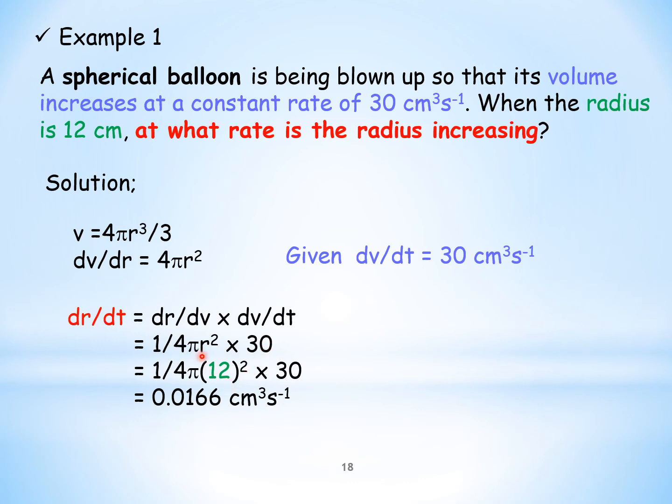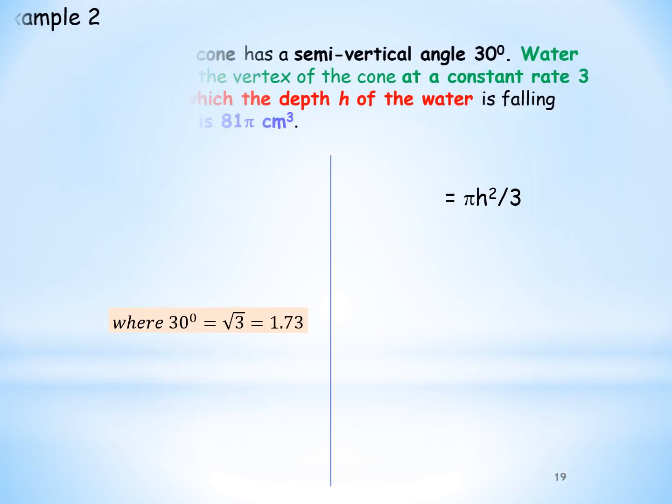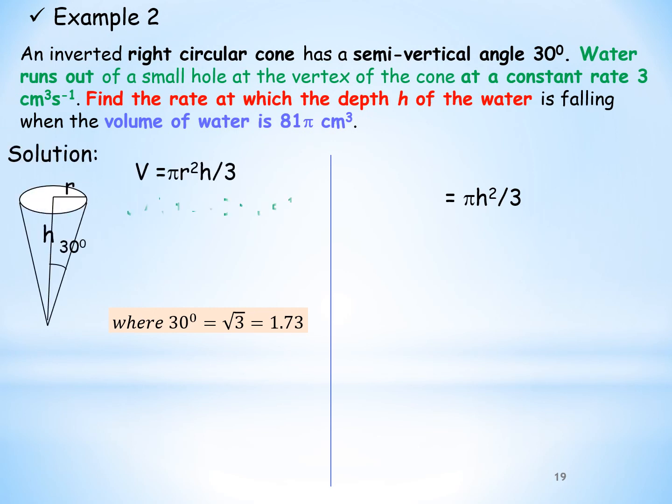So another thing you have to know is r. How about r? It's mentioned here, when the radius is 12 cm, means that your r equal to 12. Now you have to substitute r equal to 12 into the equation. Then only you can calculate. So you get this answer. So at what rate is the radius increasing? At this rate, 0.0166 cm per second. Very small rate. Okay, let's see the next example.